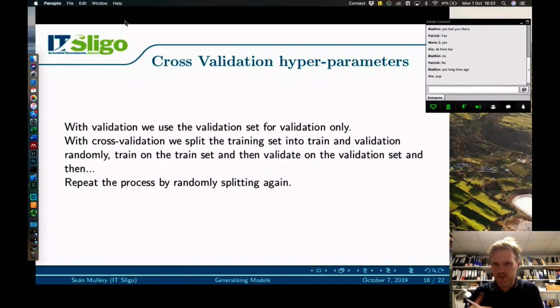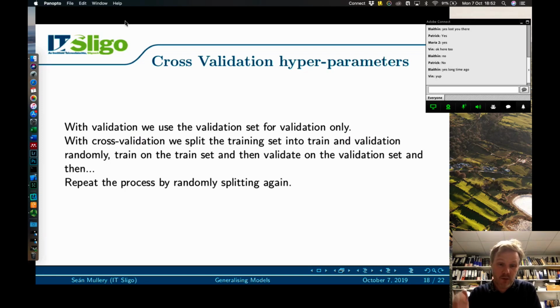So when it comes to testing and validation, we use the validation set for validation only. So we make our split, let's say it's 20%, and we just use the validation for validation only. But there's another system called cross-validation. And here, with cross-validation, we split the training set into train and validation. So let's say 70% train and 20% validation. And we do that randomly. And we train on the training set and then validate on the validation set.